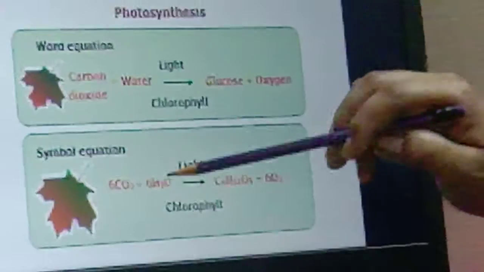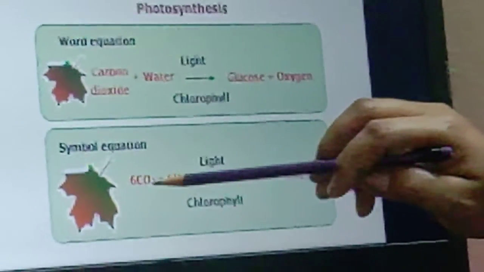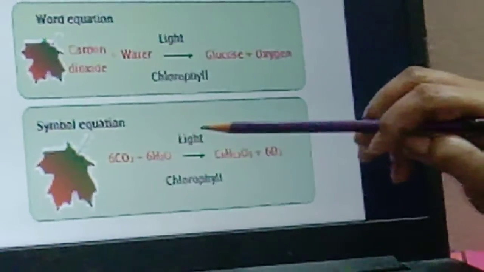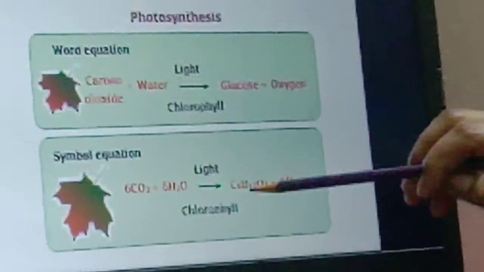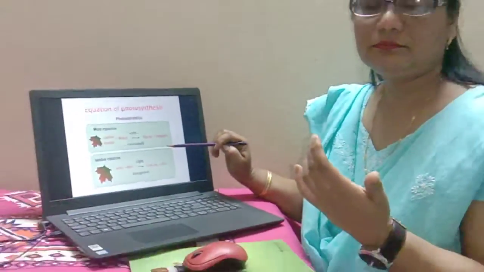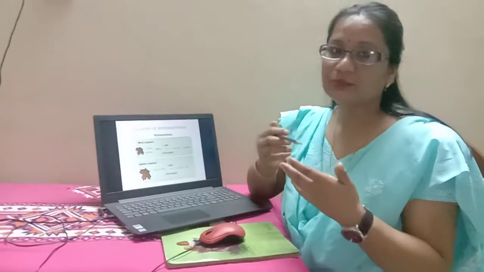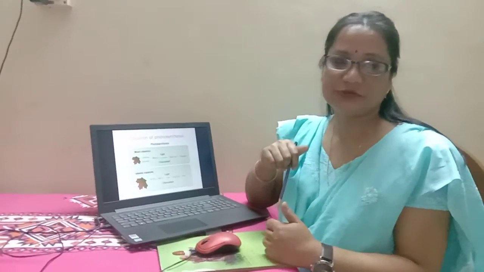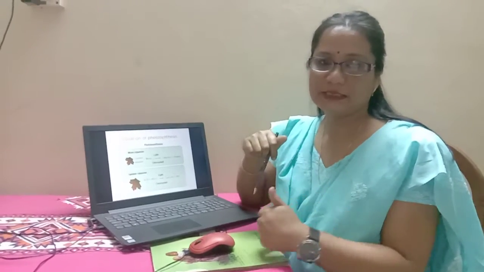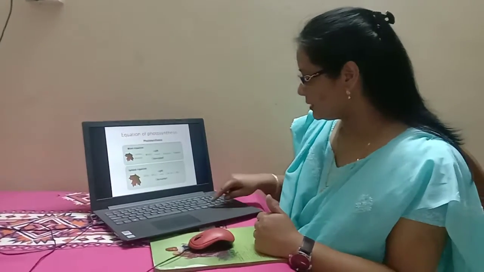And we can write this equation in symbolic way like this. 6CO2 means 6 carbon dioxide, 6H2O, 6 water, in presence of sunlight and chlorophyll, gives glucose, C6H12O6, plus oxygen, 6O2. That's why we say if we plant more trees, we will get more oxygen because more photosynthesis will take place and we will get more oxygen, right?